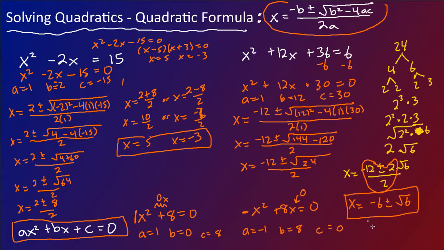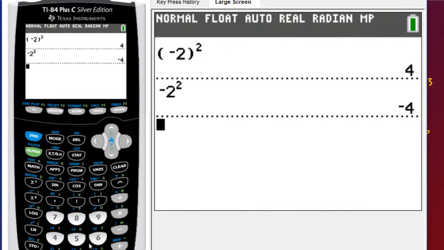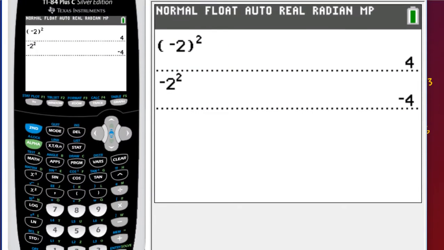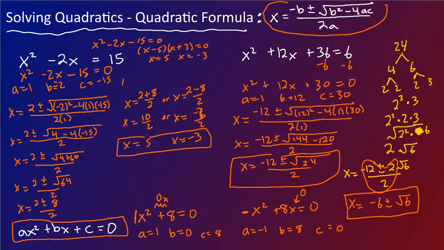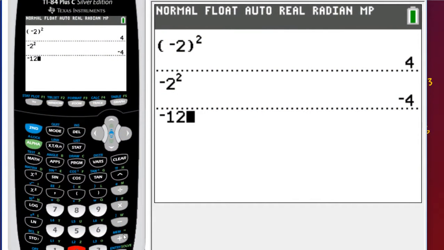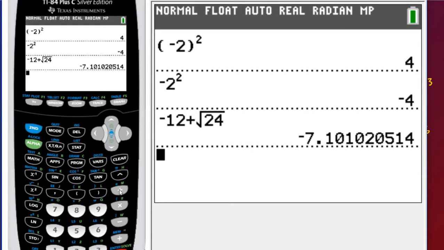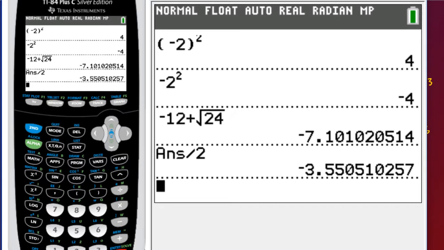Now I may want to put this in my calculator. So what I would do is I'd say, alright, I want negative, what was it? Oh yeah, it was negative 12. So negative 12 plus, and then I want the square root of 24. Okay, I'll get my answer there. Now I divide that by 2. And this is my first answer.